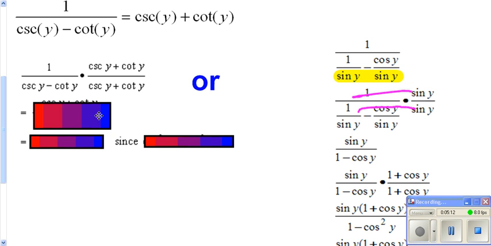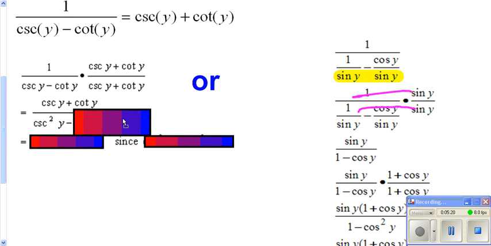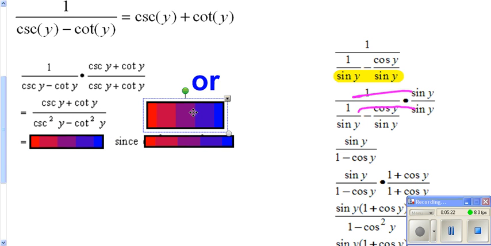Well, 1 times the top, that doesn't change it. Multiply the bottom, you're going to get a cosecant squared. Remember the inner and the outer drop. You do your last terms, you get minus a cotangent squared. And then you should say, oh, a cosecant squared minus a cotangent squared, we have a Pythagorean theorem identity that deals with that.